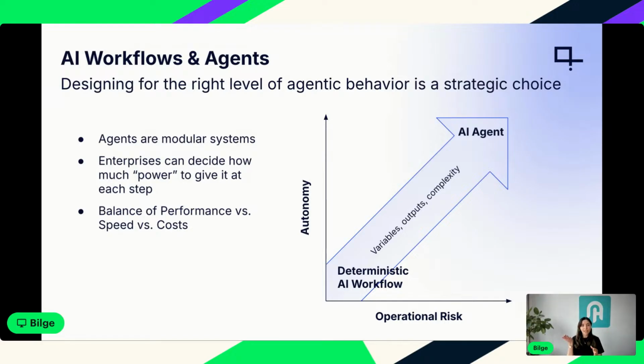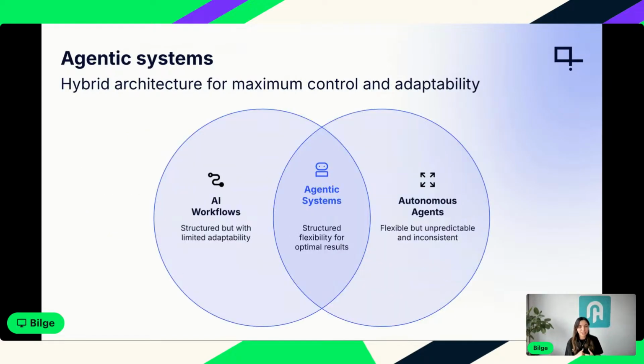But if AI agents are different than AI workflows, how do you achieve that? Choosing an AI agent or choosing an AI workflow is not a 0 or 1 decision. You can meet in the middle, and this is actually what we call agentic systems. It means that you have some agents or agentic behavior in your system, but there are also some deterministic things that you are doing.